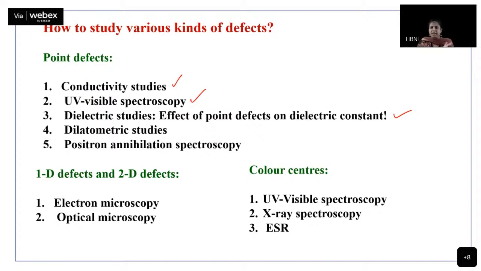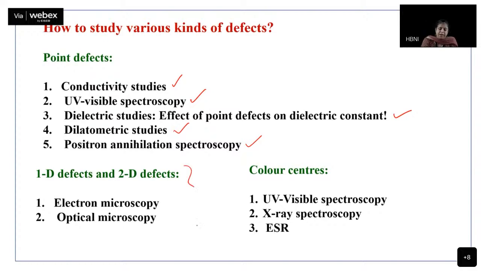So it is very easy to understand that this will lead to changes in the dielectric property, and that we can study by doing dielectric studies. Dilatometric. What is dilatometry? You measure expansion, thermal expansion. Dilatometry studies can also tell you about the point defects. Then positron annihilation spectroscopy. This is one of the sophisticated techniques.